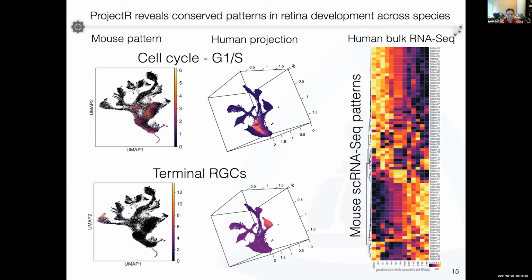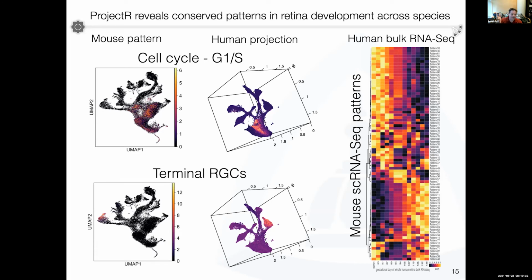And importantly, this is not just across tissues, this is also across species. We can do the same projection in a developing human retina and see in the middle here, we have single cell analysis from the developing human retina. And we can see that these processes are, again, shared, the two that I'm showing you here in the developing human retina, but we can also do this for bulk RNA sequencing.